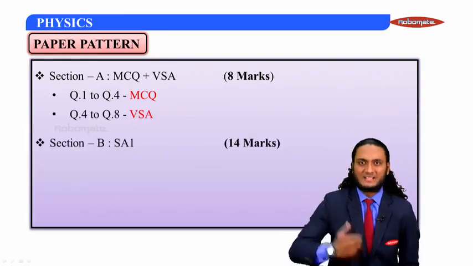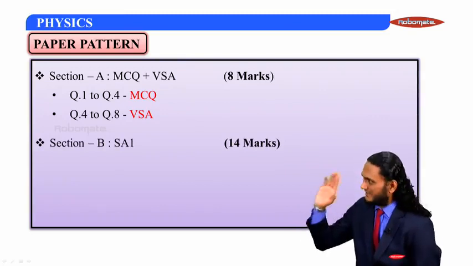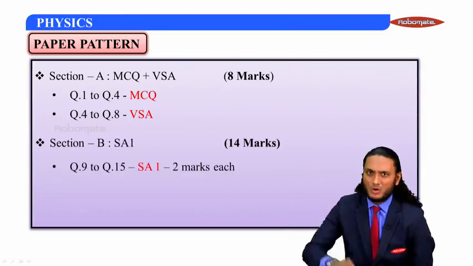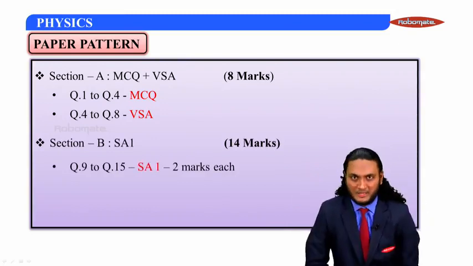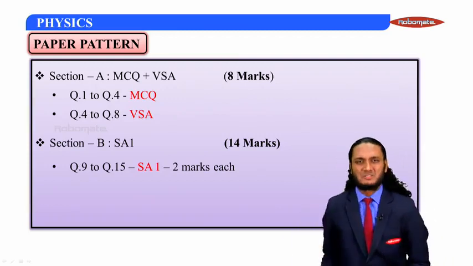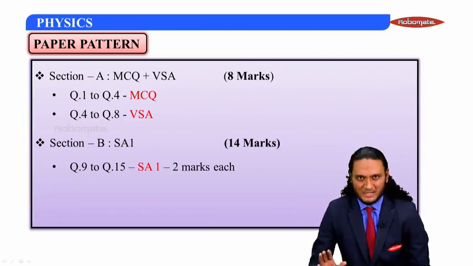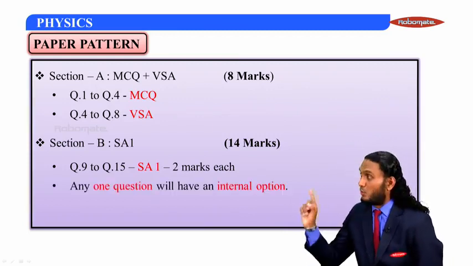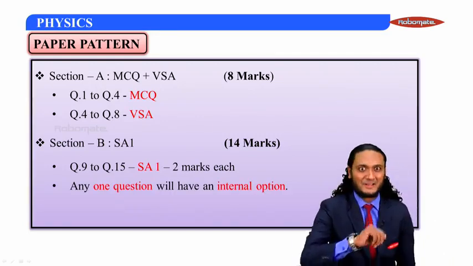Then we go on to the second section, that is section B. It contains short answer questions, 14 marks. That is question number 9 to question number 15, short answer question 1, 2 marks each. This is your second section. Understood? Now students, here there is one very important point. Any one question will have an internal option.